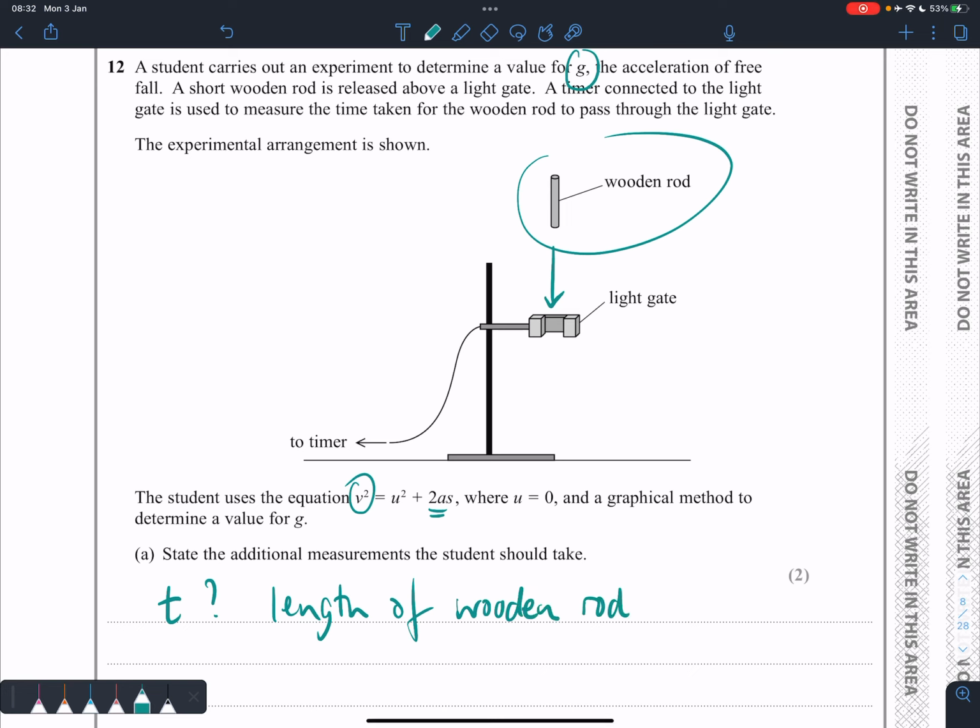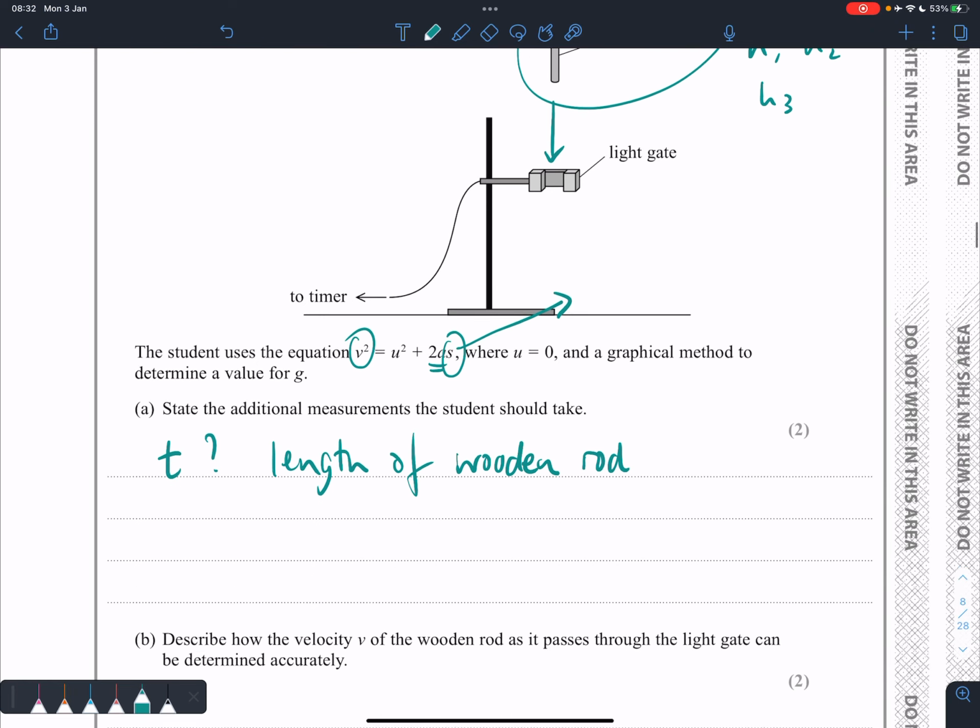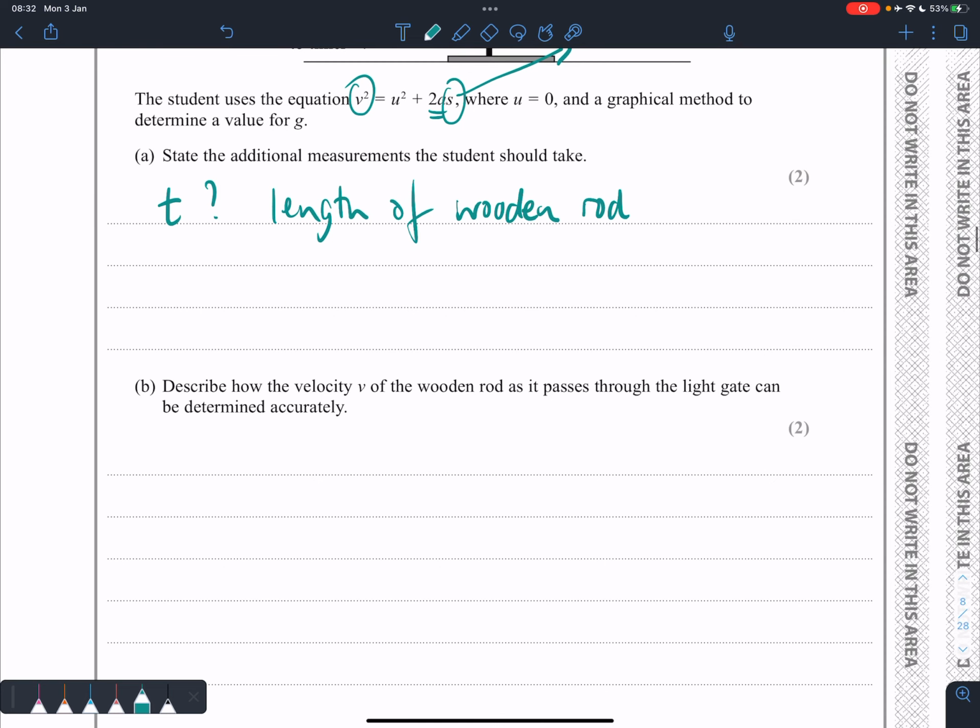And we're also going to need to know the various different heights. So basically you're going to drop the wooden rod from a bunch of different heights. So h1, h2, h3, which all correspond to different s. And that should be enough for you to do the first part.